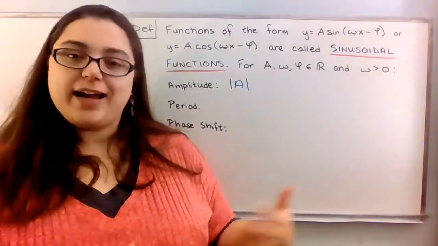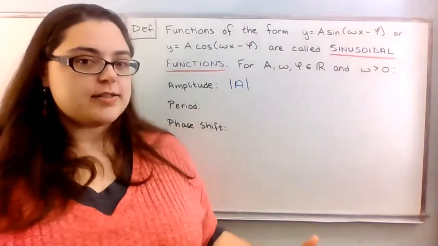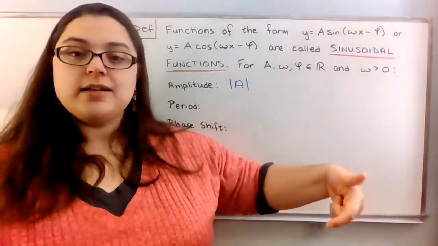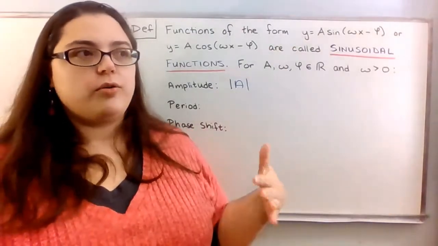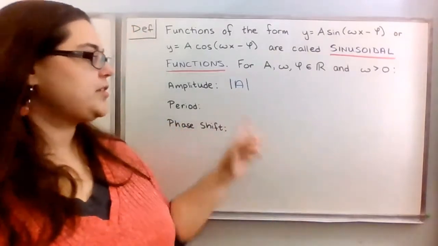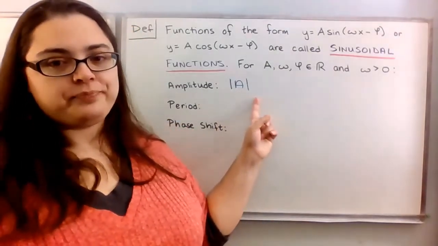The reason we want the absolute value of a and not just a itself is because if a is a negative number, that will reflect the trig function. So our amplitude is always a positive number because it's representing a distance. That's why we need the absolute value of a.